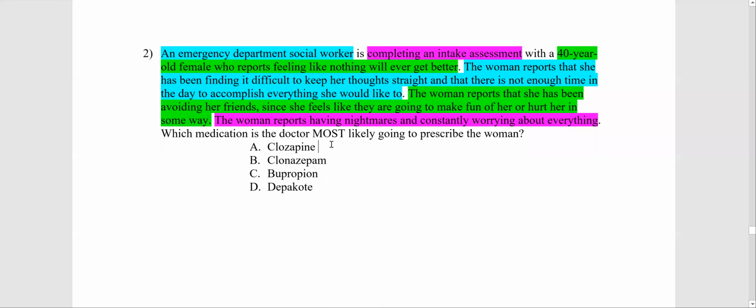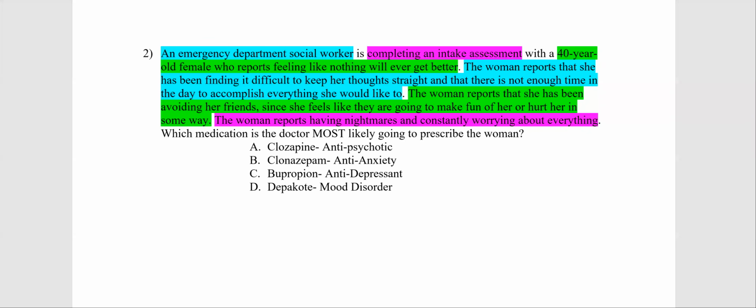Let's break down each of these medications and then go from there. So clozapine, antipsychotic. Clozapam, PAM, LAM, anti-anxiety. Bupropion, antidepressant. And then Depakote is going to be that mood disorder.